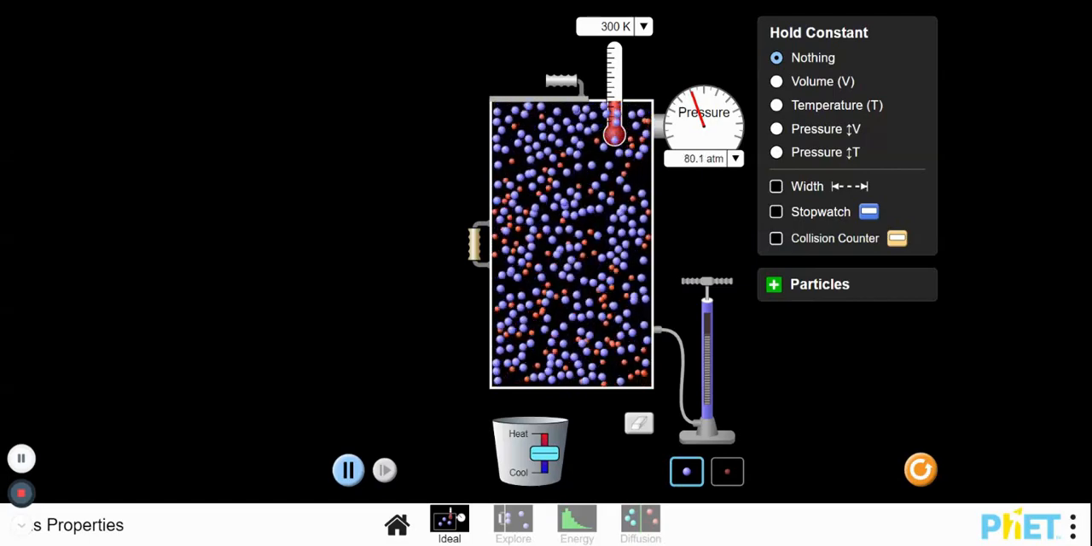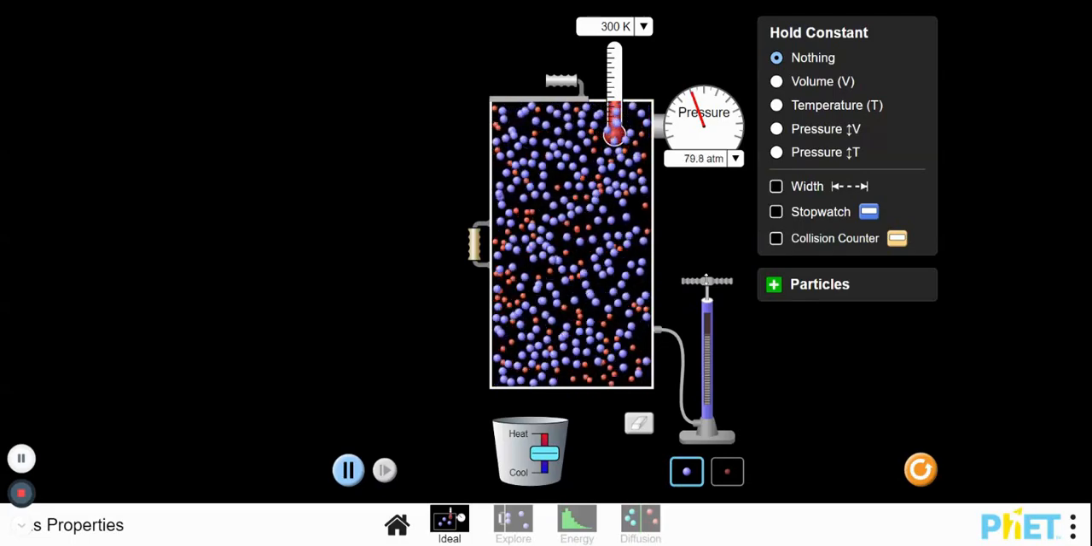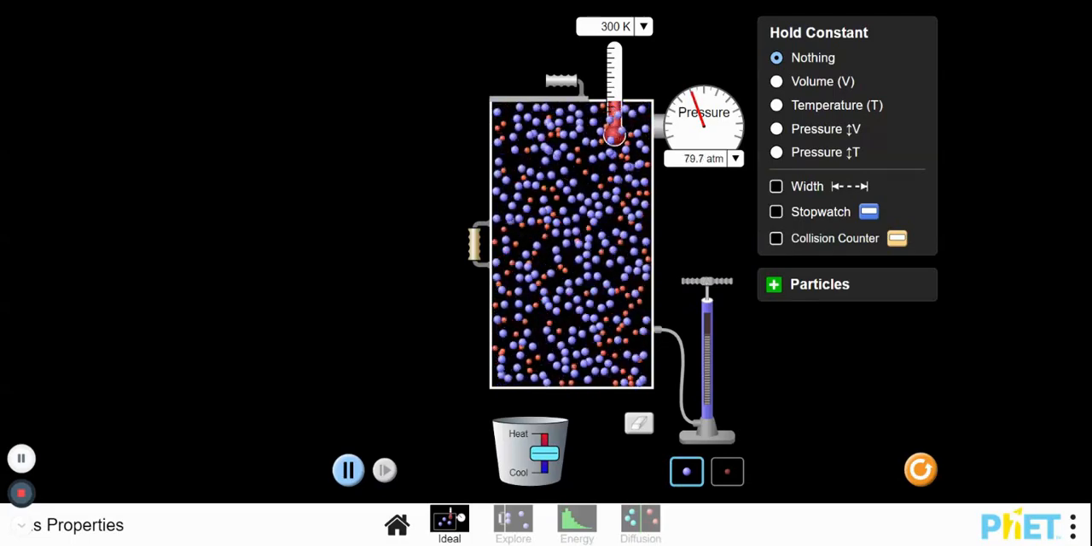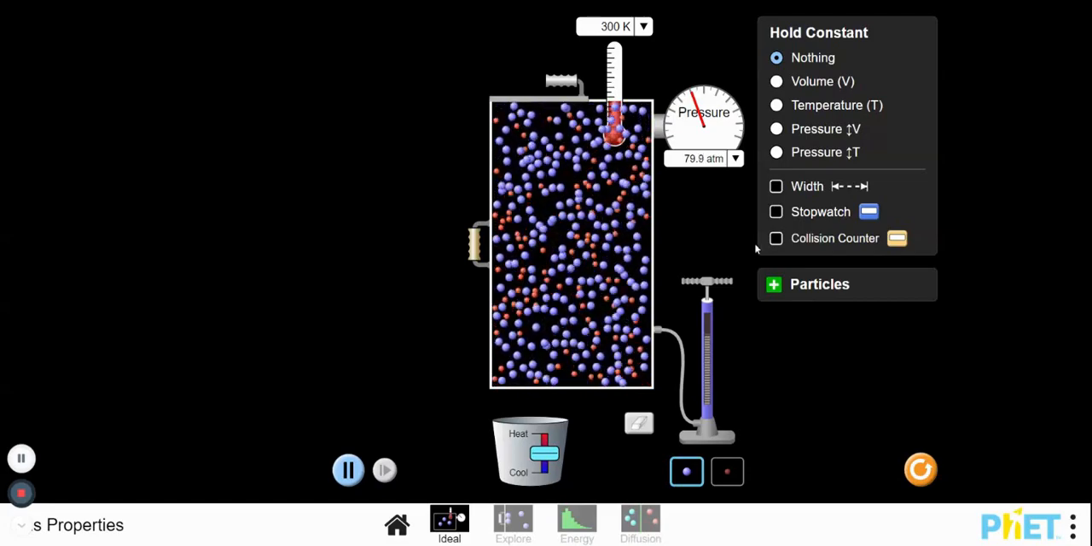Avogadro's law states that volume and moles are directly proportional, so long as the pressure and temperature remain constant. This means that if I have a container of gas where the temperature and pressure are constant, and I add more moles, then the volume will increase.